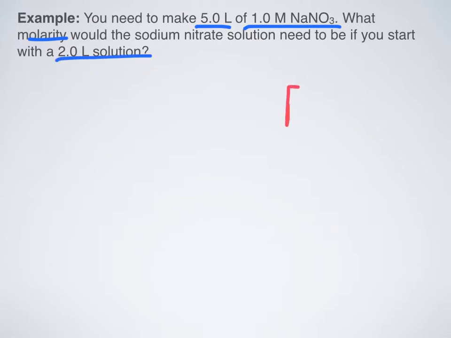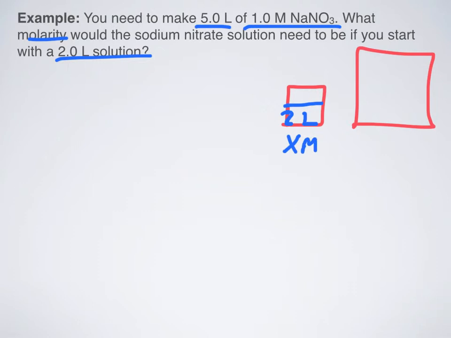So again, let's just draw my weird picture. In my starting solution, I actually don't know what my molarity is. So I know I have 2 liters of something, but I have no idea what my molarity could be. I know, though, that I want my final solution to be 5 liters in amount, and I want it to be a 1 molar solution. So what does my starting molarity need to be in order for this to work?